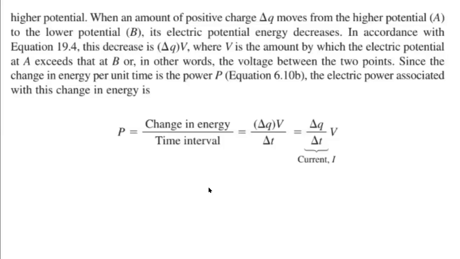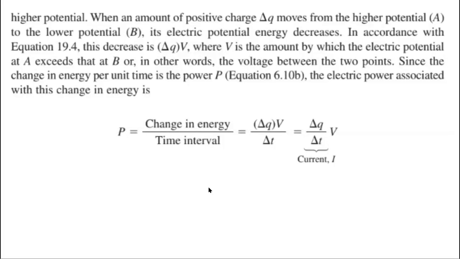When an amount of positive charge, delta Q, moves from the higher potential terminal, which is A, towards the lower potential B, its electrical potential energy decreases. When the charge starts to flow from the positive side, the electrons are leaving, the charge is flowing. So what will happen? The electric potential energy will begin to drop.